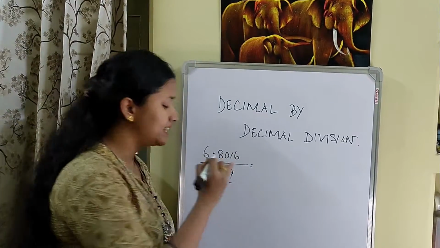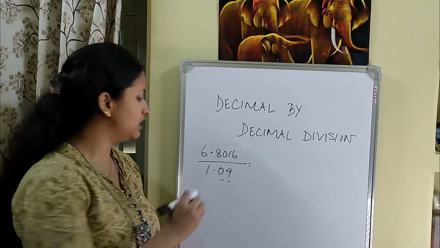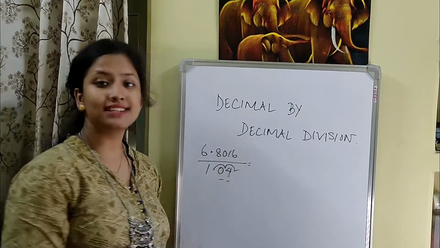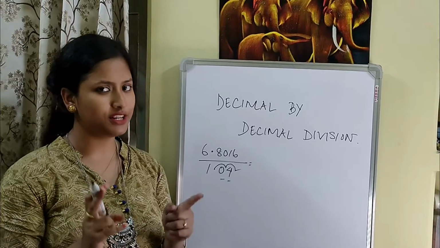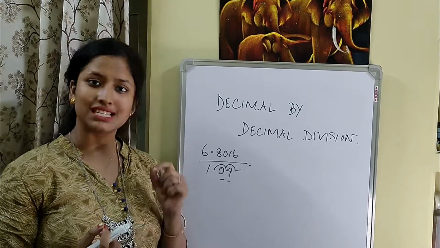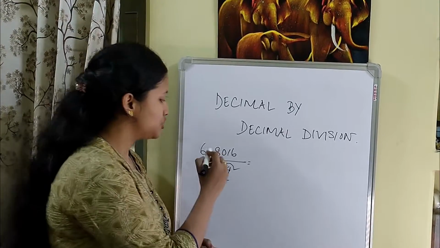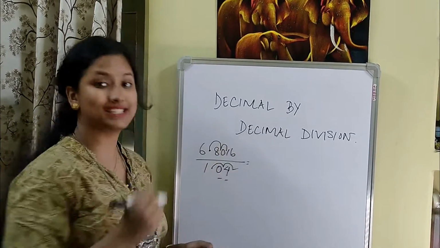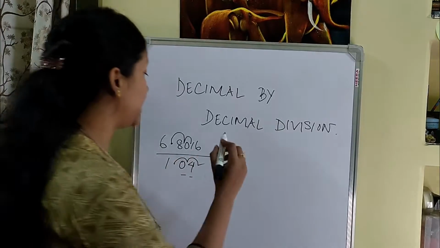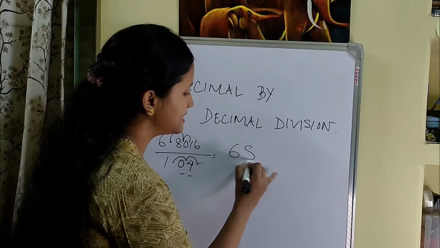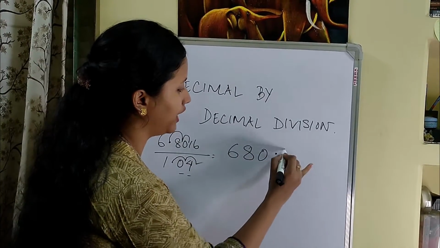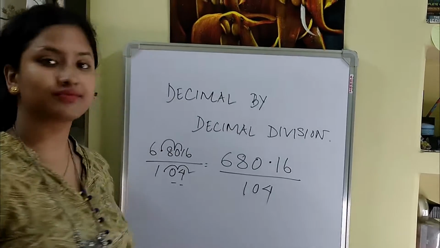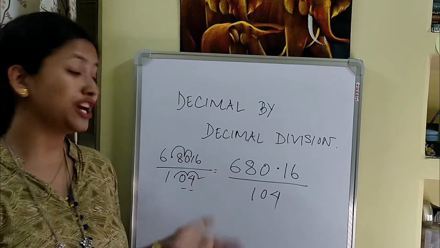Students, you can see there are 2 places after the decimal. So you shift the decimal point here to here and get rid of the decimal from the denominator. Now you have to do the same thing with the numerator. So you take the decimal point 1 step, 2 steps, and place it here. So the number we get now is 680.16 by 104.